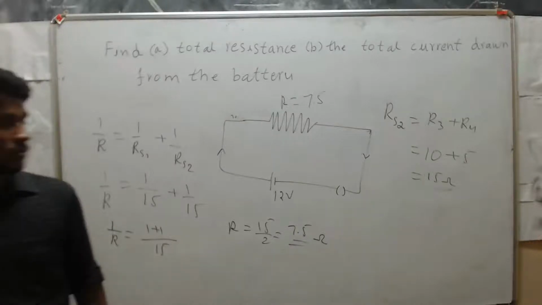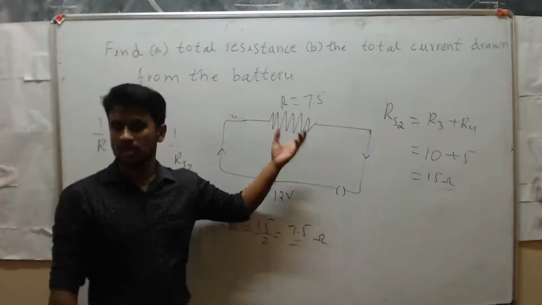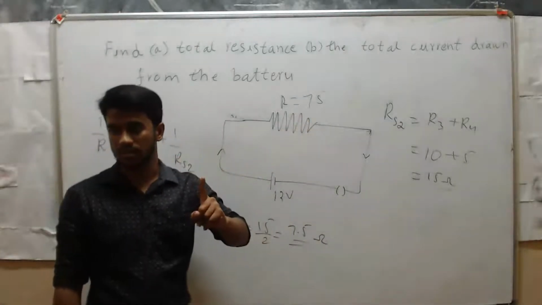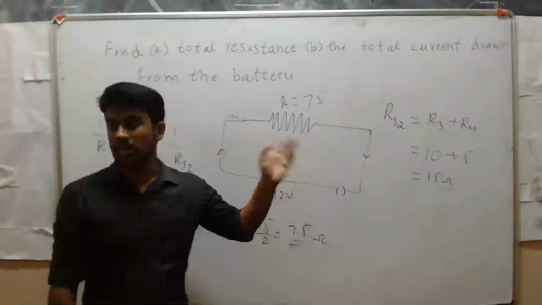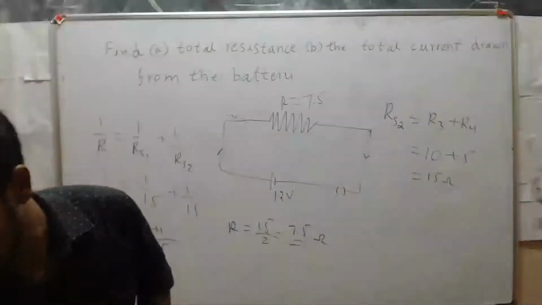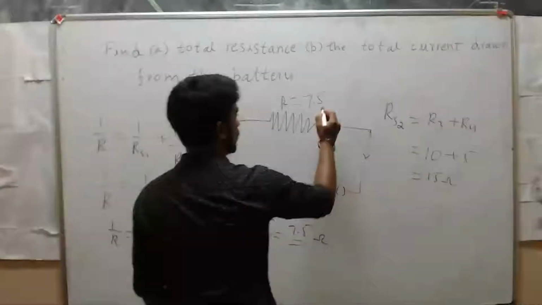Total resistance of the circuit: they will give 5, 3, 10, whatever resistances. Finally, you have to make those resistances into one resistance. Then you get the total resistance of the circuit. So here the total resistance of the circuit is R equal to 7.5.